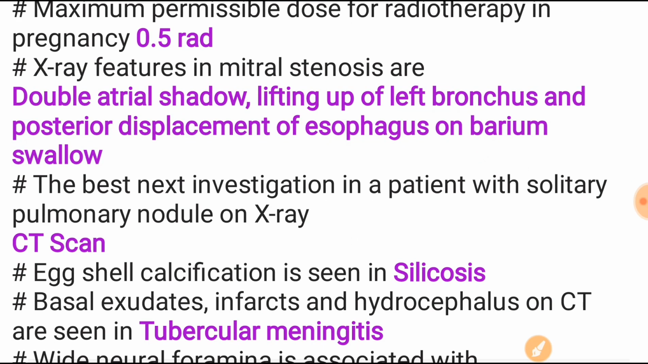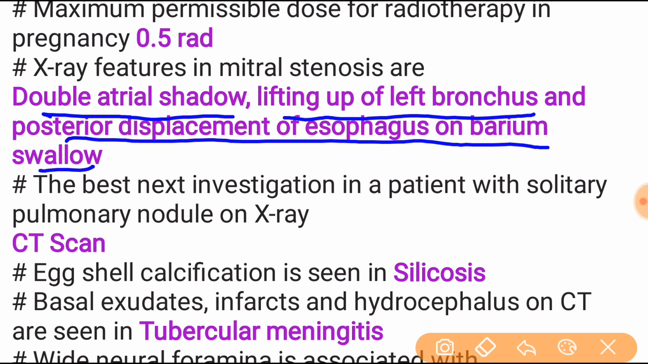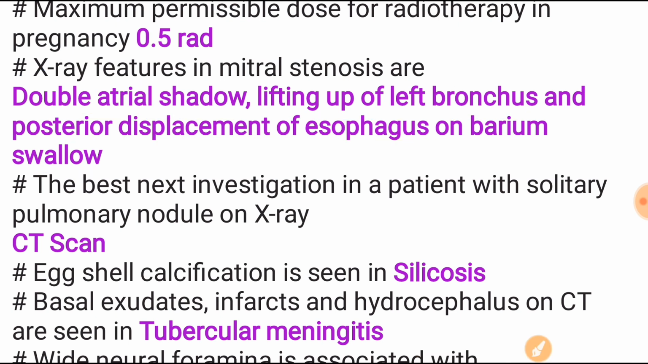X-ray feature of mitral stenosis is double atrial shadow, lifting up of left bronchus and posterior displacement of the esophagus on barium swallow. This question is asked in different ways. First, directly like that, and then double atrial shadow seen, lifting of left bronchus and posterior displacement of the esophagus on barium swallow. This has various types of questions which are asked in the PG exam.